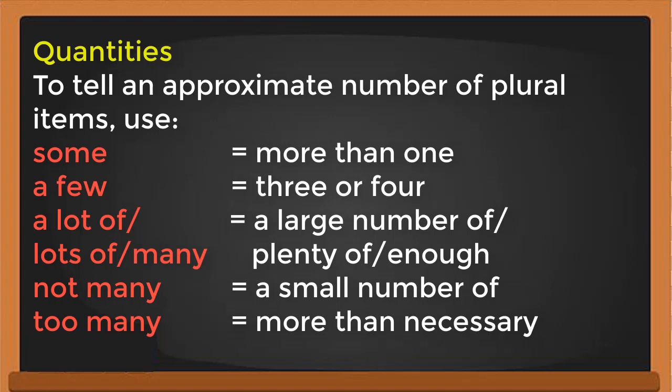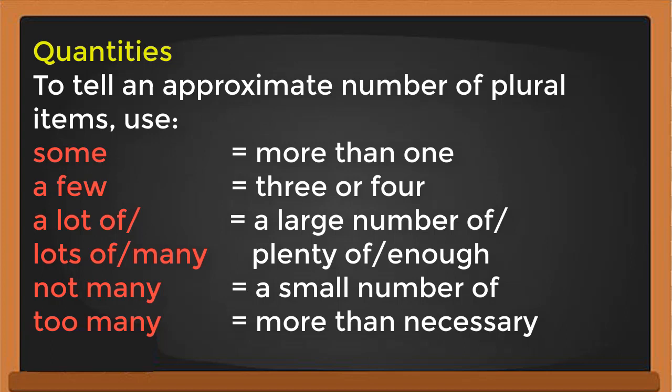Quantities here, the first one is some. If you say some, it means you have more than one, maybe 3 or 4, maybe 2. A few is 3 or 4. If you say some, maybe 5, maybe 6. If you say a few, 3 or 4.